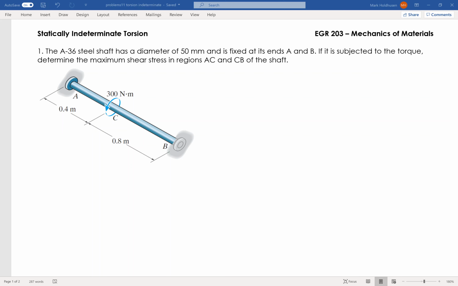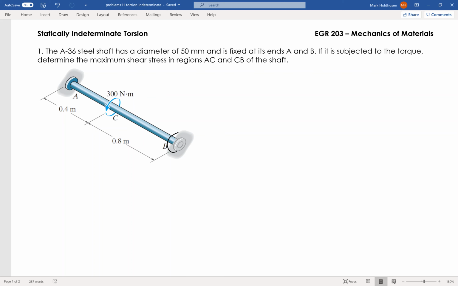Okay, so on this problem, I've got a steel shaft, diameter 50, fixed at both ends, pulled on with a torque, and I want to find the maximum shear stress in the shaft region. So we start with doing a free body diagram. Okay, so you've got that 300 Newton meter in the middle.